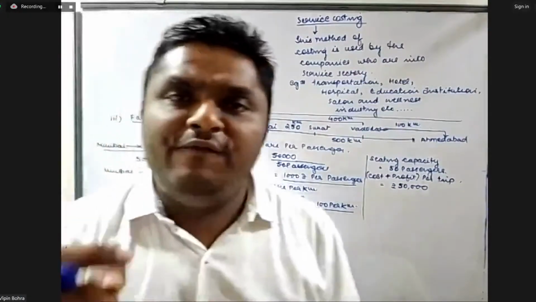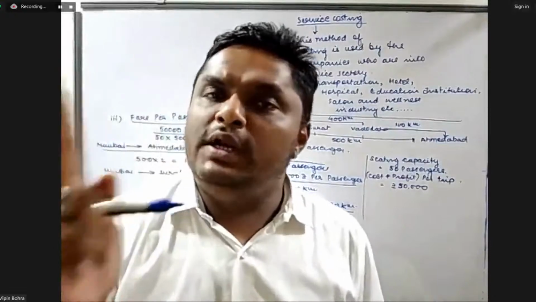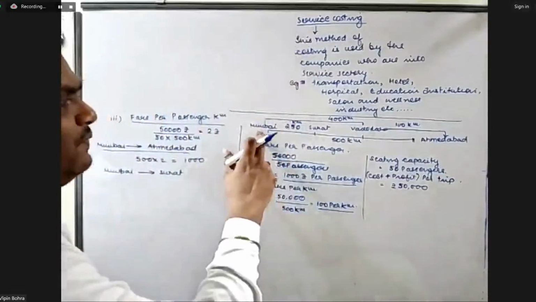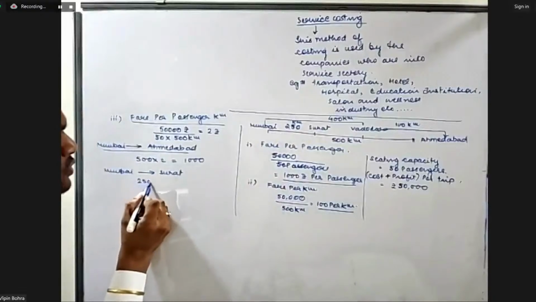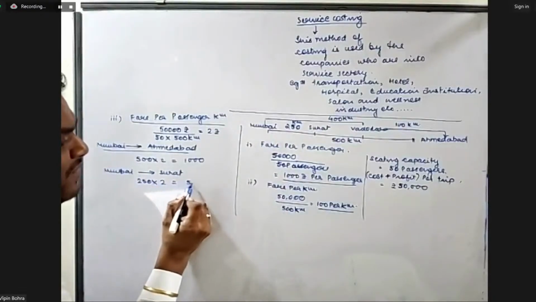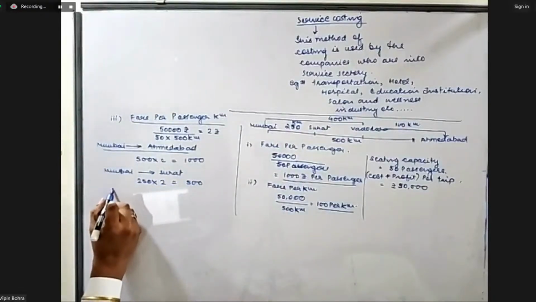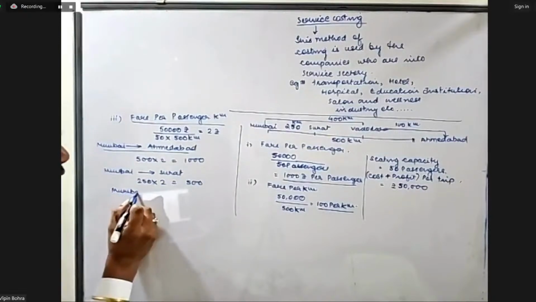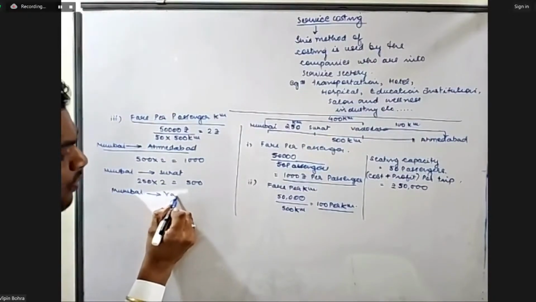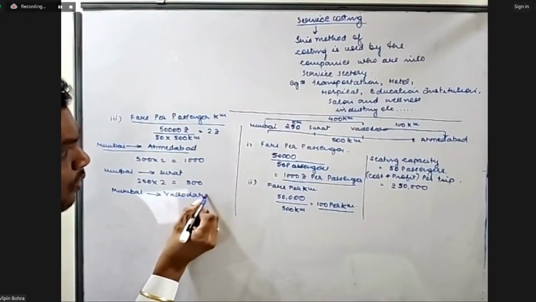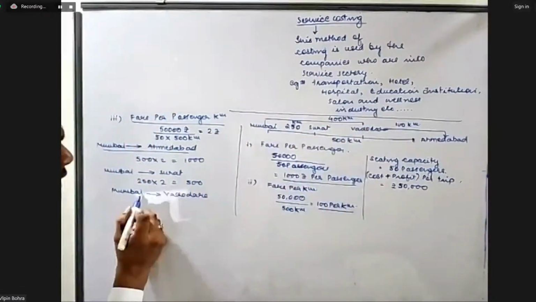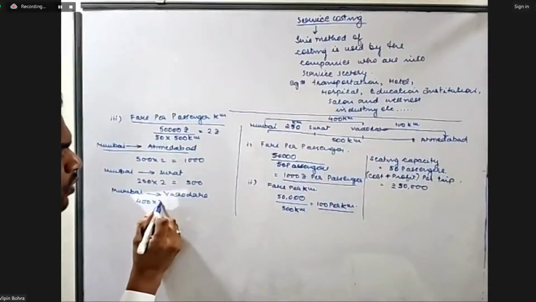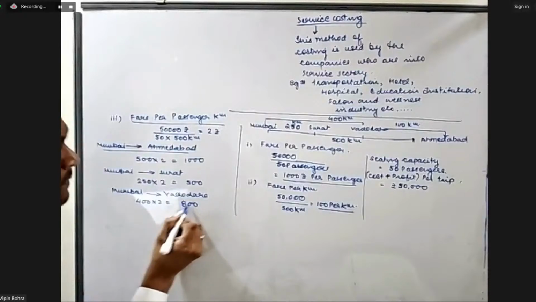I have to quote the fare per passenger per kilometer, rupees 2. So the distance from Mumbai to Surat is how much? 250 kilometers. So 250 into 2, that is 500. Let's say Mumbai to Vadodara. Again, the distance traveled is how much? Mumbai to Vadodara, 400 kilometers. So 400 into 2, it will be 800.